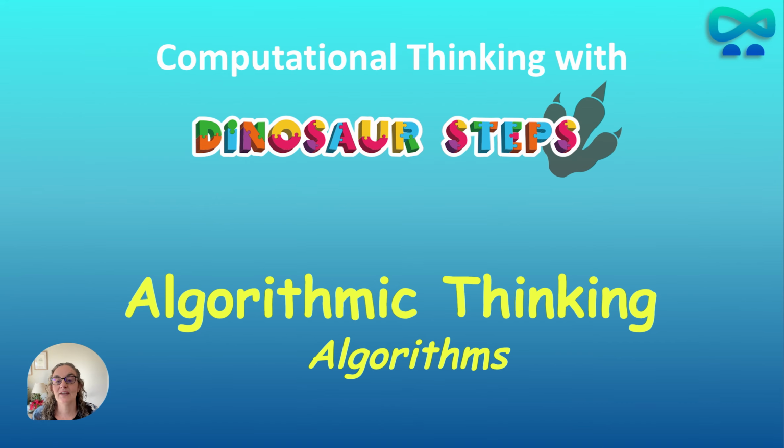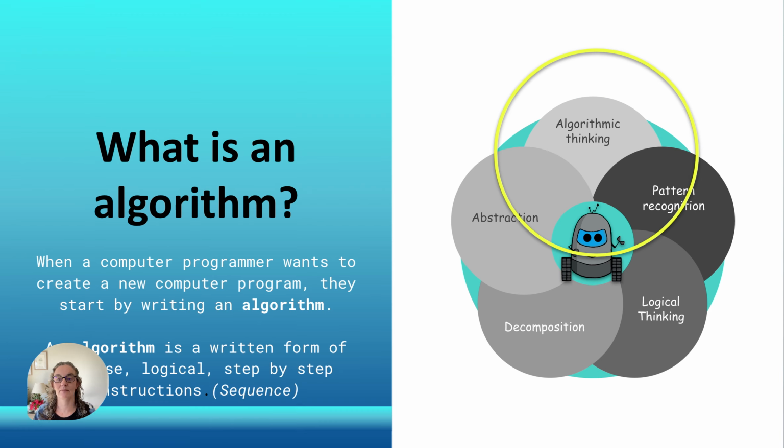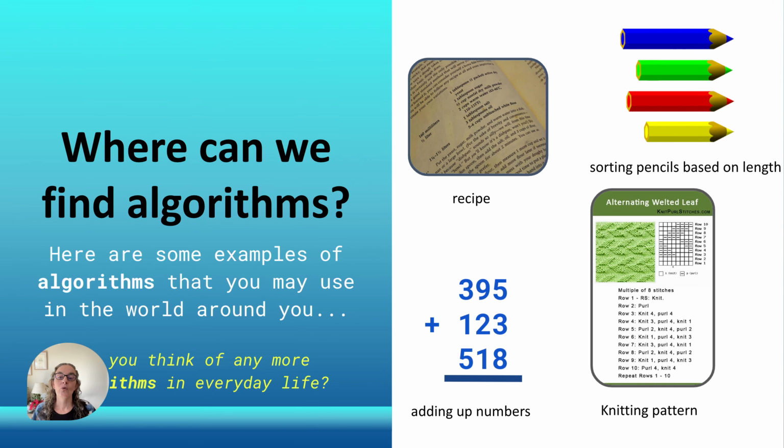When looking and using Dinosaur Steps, we use algorithmic thinking, and this is what we're going to start off with. What is an algorithm? Well, an algorithm is a written, or it can actually be a visual form of step-by-step logical sequential instructions. So that is an algorithm. We can find algorithms all around us in everyday life. Many of us use algorithms in mathematics, so there's a great integration of other curriculum subjects that you can bring in here. But it can be very simple too.